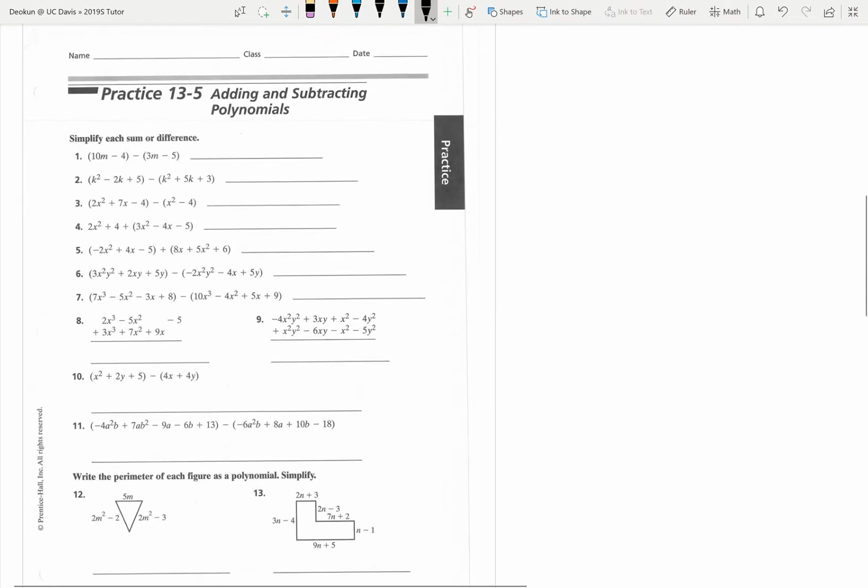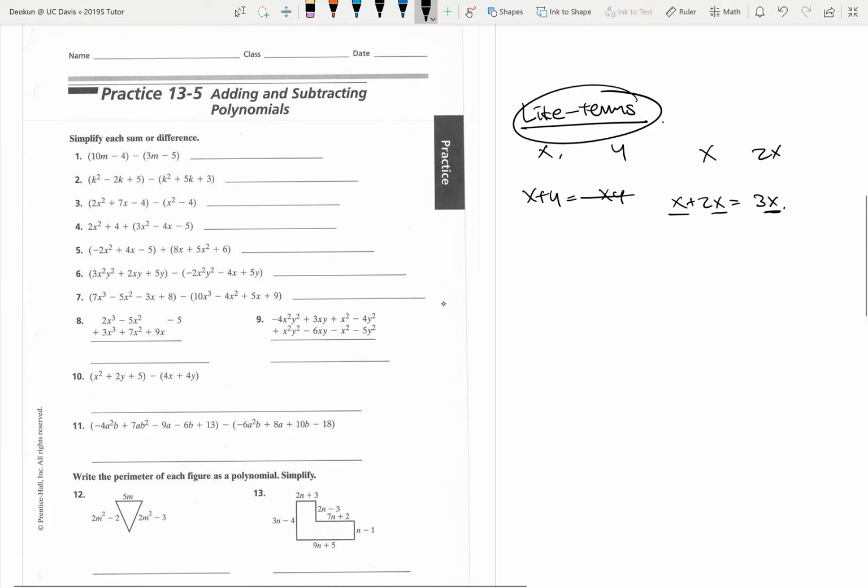Now, adding and subtracting polynomials. We have something called like terms. x and y are not like each other, but x and 2x are like each other. x plus y doesn't give you xy, but x plus 2x always gives you 3x. So when there is the same variable, we call them like terms, and the condition is actually x being factored out, 1 plus 2. This 1 is from that x, and this 2 is from that 2x, and x is being factored.